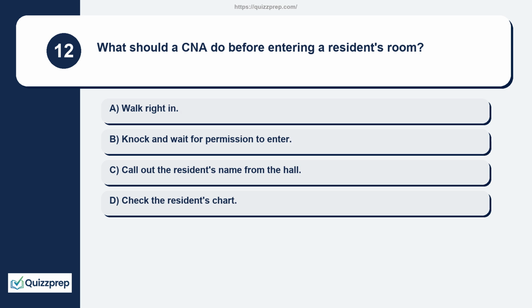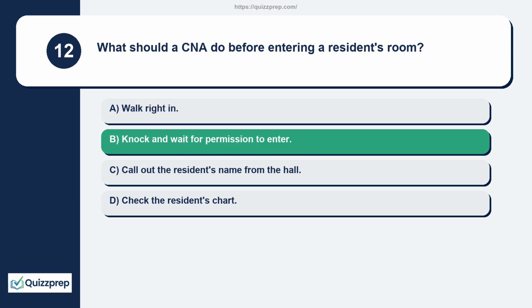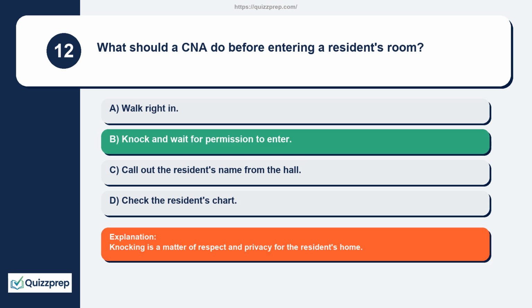Question 12. What should a CNA do before entering a resident's room? Walk right in. Knock and wait for permission to enter. Call out the resident's name from the hall. Check the resident's chart. Knocking is a matter of respect and privacy for the resident's home.